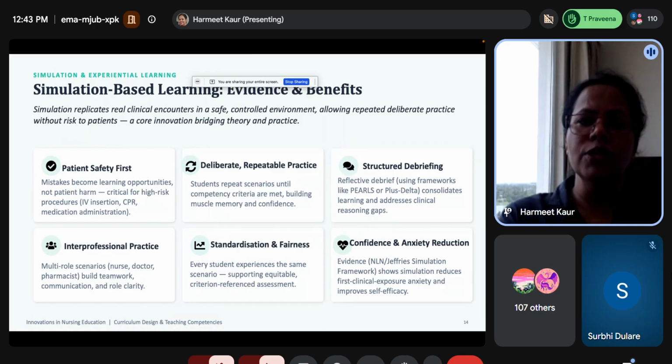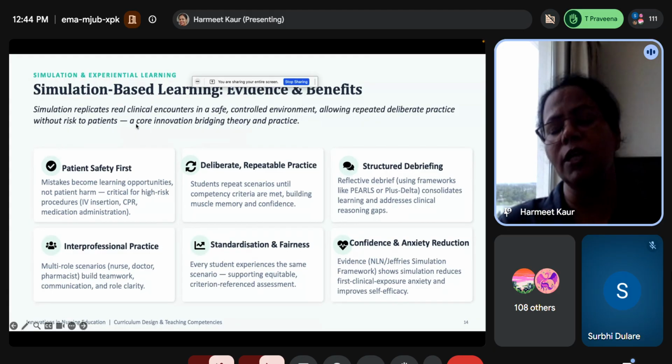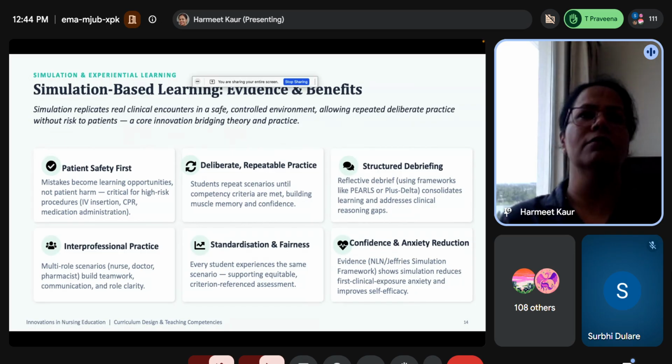So simulation replicates the real clinical encounters. We can replicate the real environment, but it is a very safe environment for them. It is a controlled environment, and here, without harming any patient, they can repeat their practice without any risk to the patients. That is why we need to incorporate simulation into our learning, and it is a core innovation that bridges theory and practice.